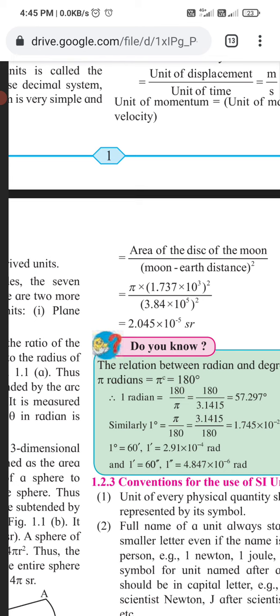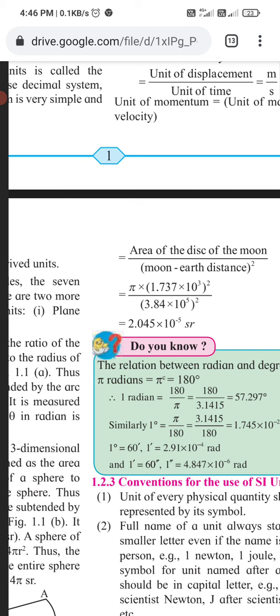the area of the disk of the moon divided by the moon-earth distance squared, that is pi into (1.737 into 10 raised to 6) squared divided by (3.84 into 10 raised to 8) squared. So while solving, we get 2.045 into 10 raised to minus 5 steradian.